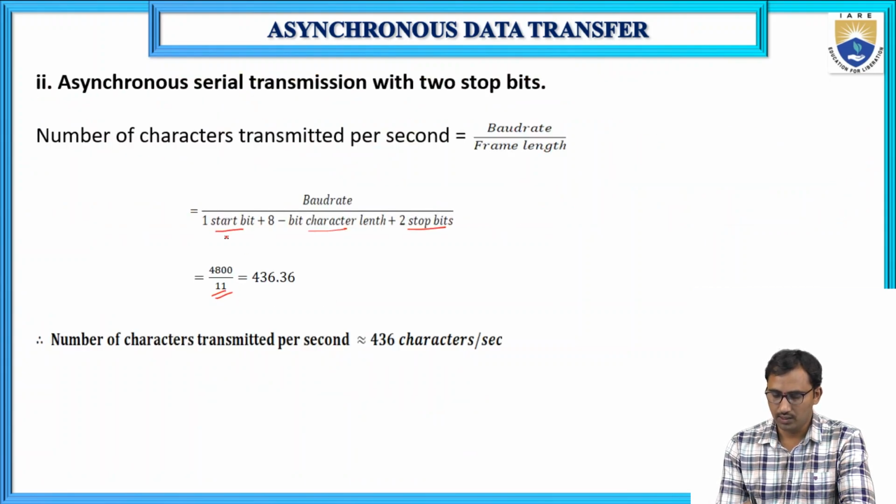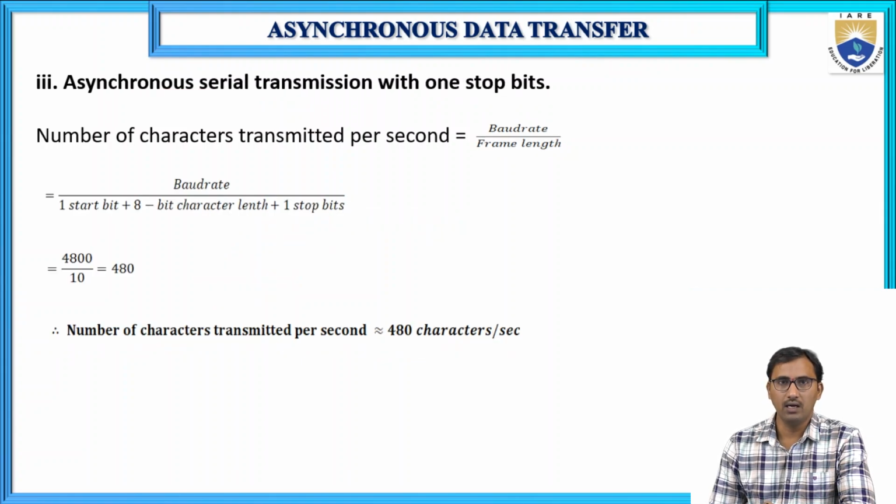So see here, this is 1 start bit plus 8 data bits plus 2 stop bits, that is 11. So that means the length of the frame is 11. So 4800 by 11 is equal to 436.36. If you round it, you will get 436. So that means 436 characters can be transmitted per second using asynchronous serial transmission with the 2 stop bits.